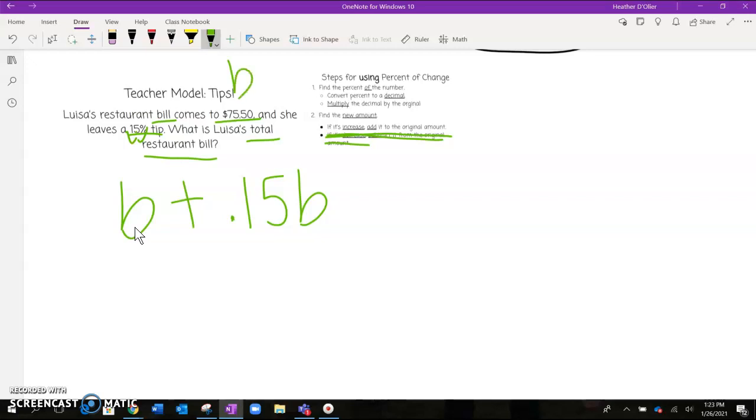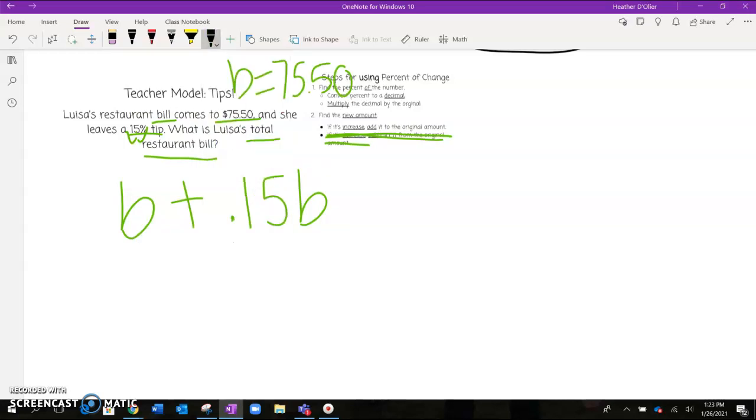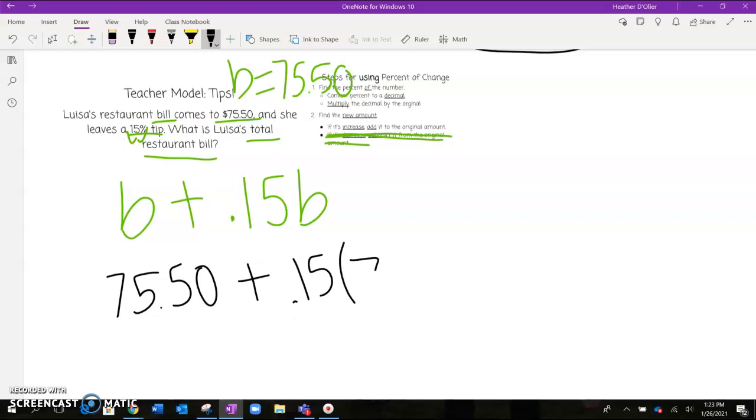Except, remember, I know what this bill costs. It's $75.50. So now I can substitute in those amounts. I'm going to write $75.50 plus 0.15 times $75.50. Order of operations, I've got to multiply before I add, so let's do it. 0.15 times 75.50.